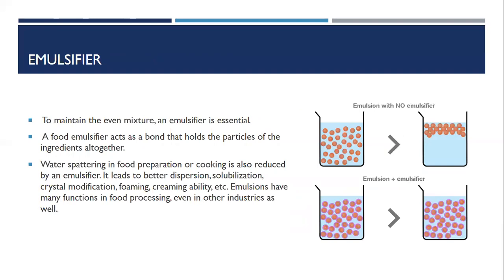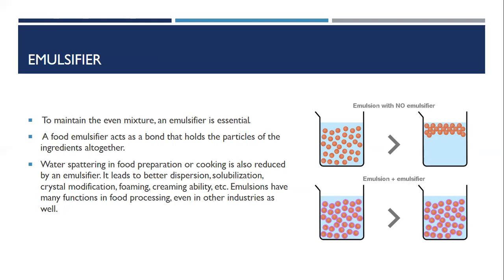The next is the emulsifier. First, let's define what an emulsifier is. As soon as the stirring stops, the emulsion starts to separate again, and to maintain an even mixture, an emulsifier is essential. An emulsifier acts as a bond that holds the particles of the ingredients all together. It makes the finished product soft and smooth in texture, improves the quality of the mixture, and keeps it stabilized. Water spattering during food preparation and cooking is also reduced by an emulsifier.